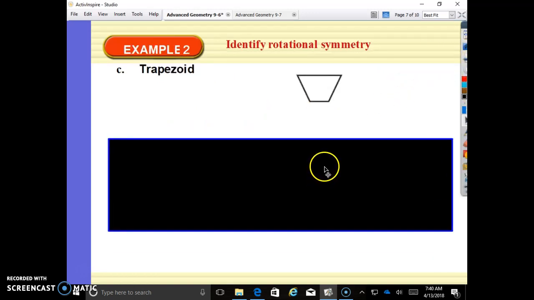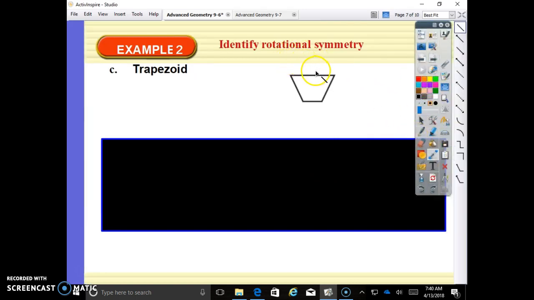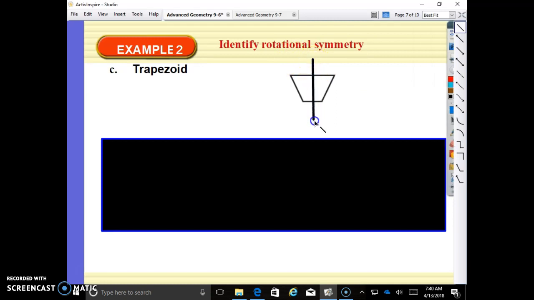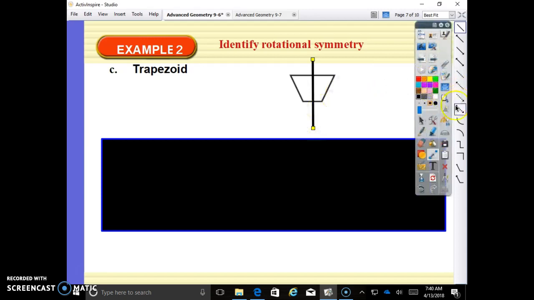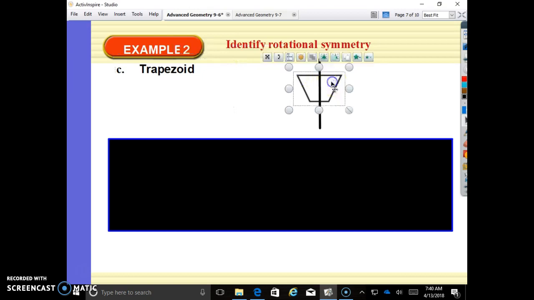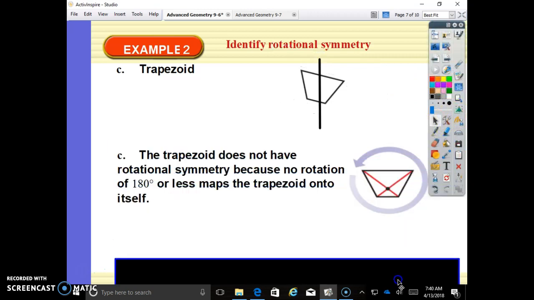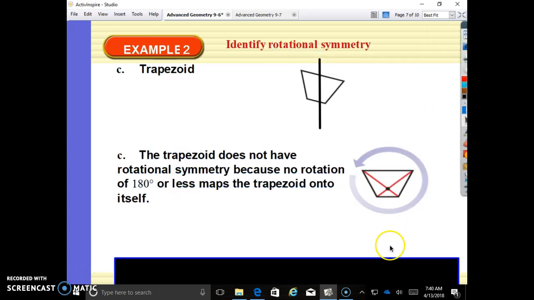Trapezoid. Does a trapezoid have rotational symmetry? Will it ever look the same? Where's its lines of symmetry? 1. All right, so now let's take this. That's 180. It never looks the same until I get back to 360, so does it have rotational symmetry? No. It does not have rotational symmetry because no rotation of 180 degrees or less maps the trapezoid onto itself.